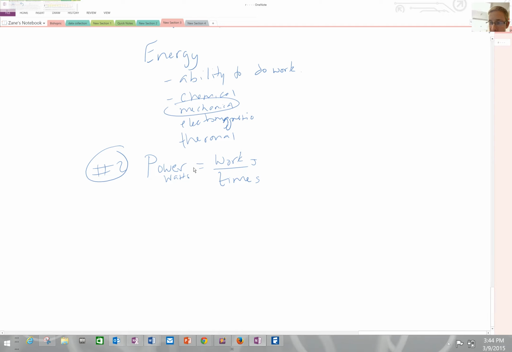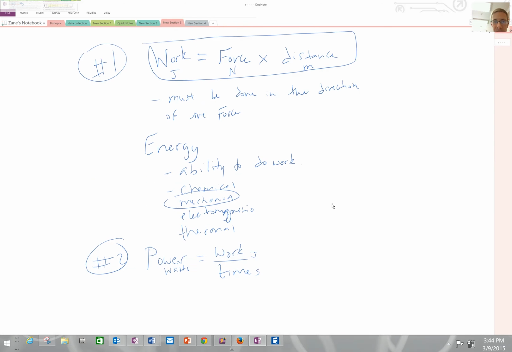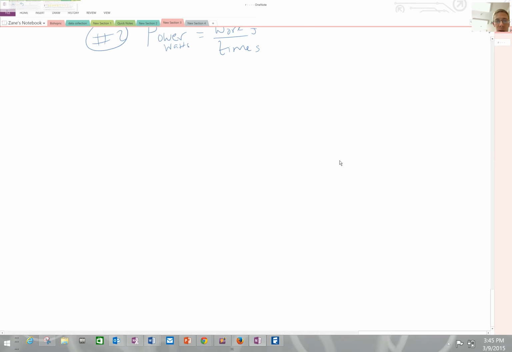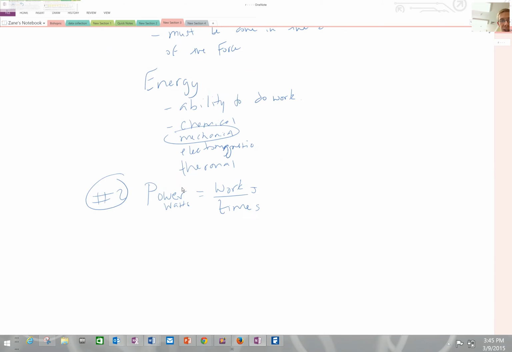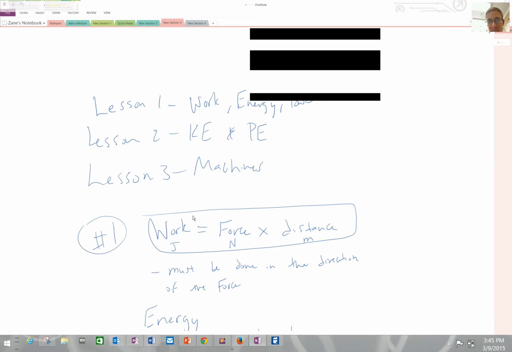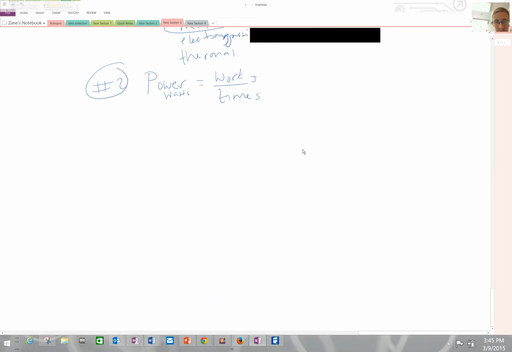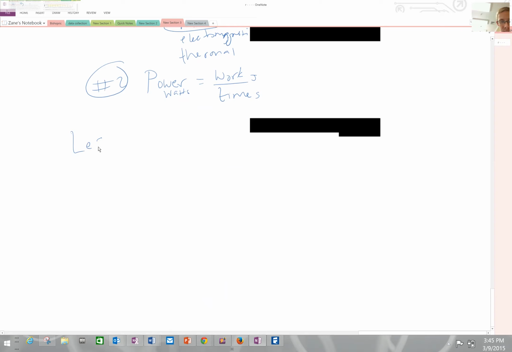You can think about power just as like the efficiency of your work. If you're doing a lot of work in a very small amount of time, you're going to have a huge power rating. If you're not doing a lot of work in a large amount of time, you're going to have a very small power rating. Okay, so it's kind of like the work efficiency. These 3 things, work, energy, and power, that's basically what this lesson was about. Okay, let's go on to lesson 2, which once again was kinetic energy and potential energy.